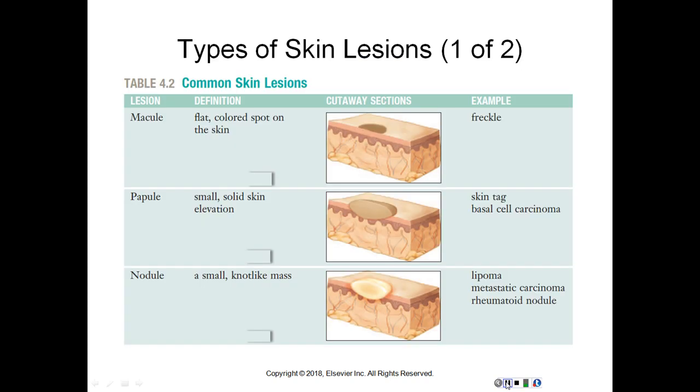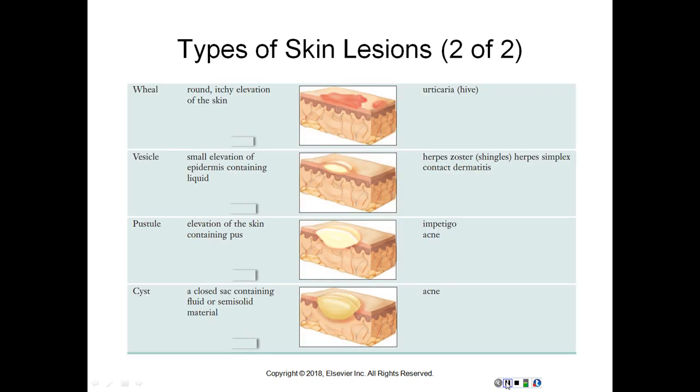And then these are just common skin lesions. This is figure 4.2 in your book. All the same ones, I'm pretty sure in the same order as well. So macule, papule, nodule, a wheal, a vesicle, pustule, and a cyst.